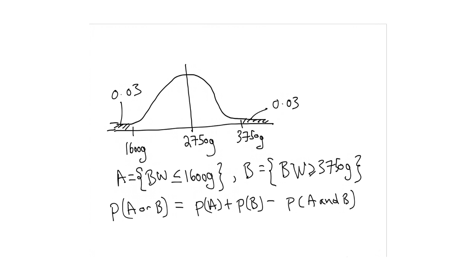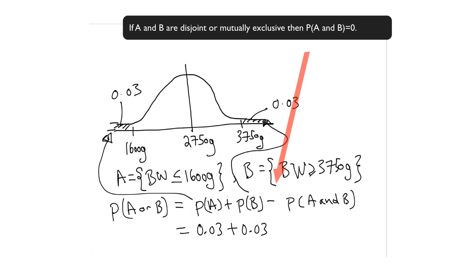Well, from the diagram, P of A is right over here. It's that area there, so that's 0.03. And P of B is that area over there, which is also 0.03. But what's P of A and B? Can a boy be less than or equal to 1,600 grams and at the same time be greater than or equal to 3,750 grams? No. So that probability is just 0, minus 0. So the answer is 0.06.